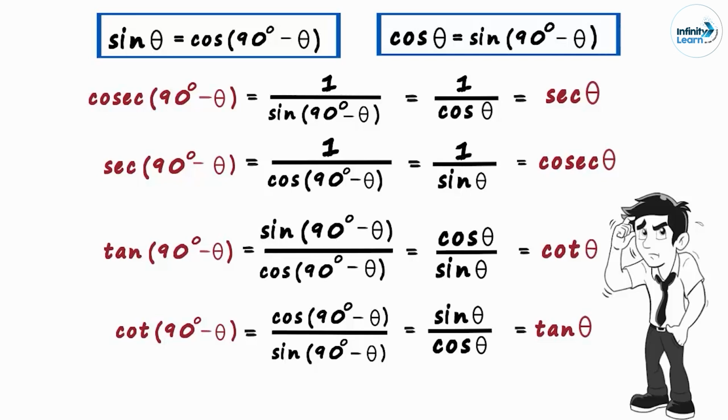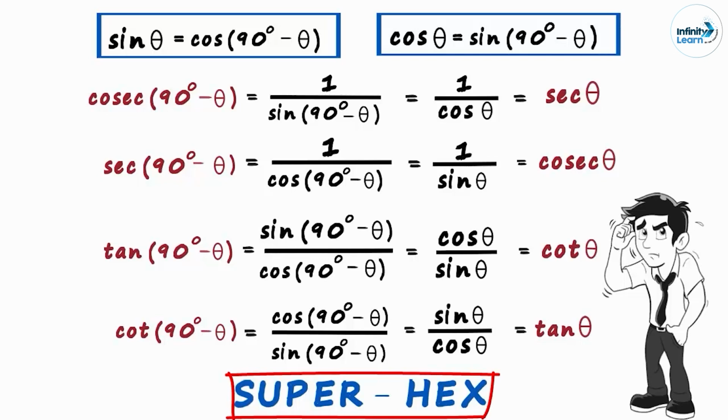But there is an answer to all our trigonometric worries. It's the super hex, the super hexagon. There is this one polygon we need to remember in order to know all the trigonometric formulae. Yes, it's true. This one hexagon will help us remember many formulae and identities. Do not forget to watch our video on the super hex.